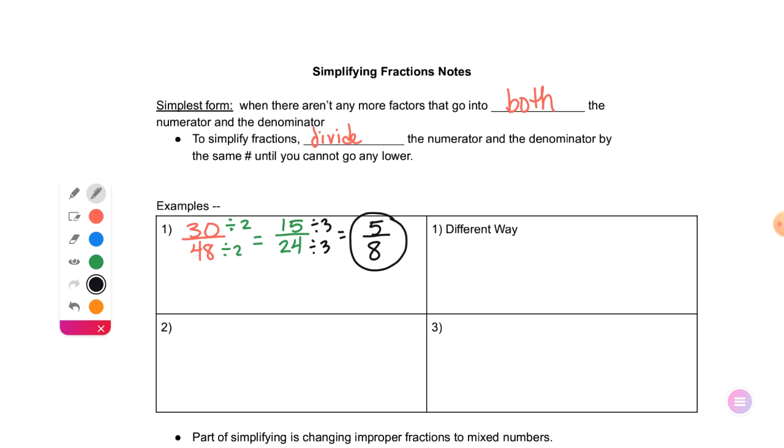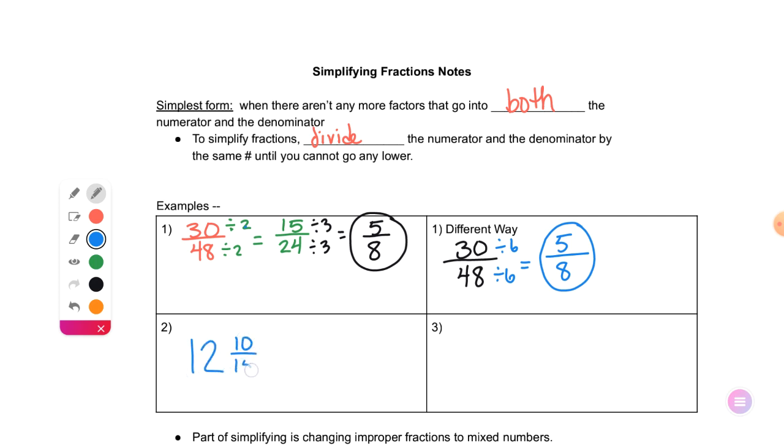Okay? We're going to work that same problem a different way. Jack, what is a number that goes into 30 and 48? 6. If I divide them both by 6, 6 is actually the greatest common factor, meaning I would get to my answer quicker. I do not care if you have to divide it a few times to get to simplest form or if you get there in one step, as long as you get there. Now, look here. We divided by 2 and then divided by 3. What's 2 times 3? 6. So we essentially did the exact same math on both sides. We just broke it up over on that side. Okay, next example. I want you to write down 12 and 10 fifteenths.